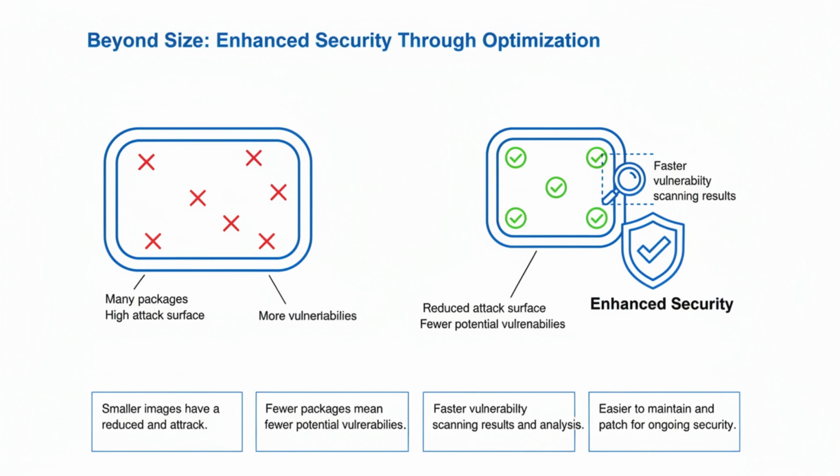While our primary focus has been on reducing image size and build time, these optimizations have a profound positive impact on the security posture of your applications. A smaller image inherently means a reduced attack surface. Fewer installed packages, libraries, and binaries translate directly to fewer potential vulnerabilities that attackers could exploit. This also means faster and more efficient vulnerability scanning, as there's less software to analyze. Maintaining and patching these lean images becomes significantly easier, reducing the operational overhead of keeping your deployments secure. Image optimization isn't just about performance, it's a critical component of a robust security strategy.